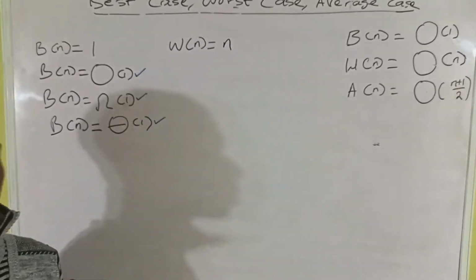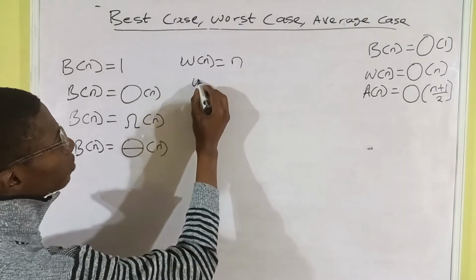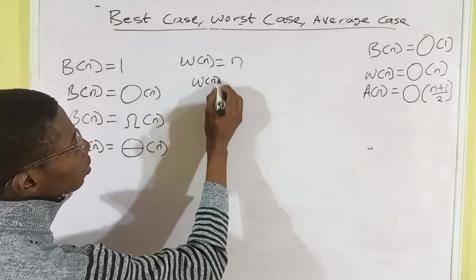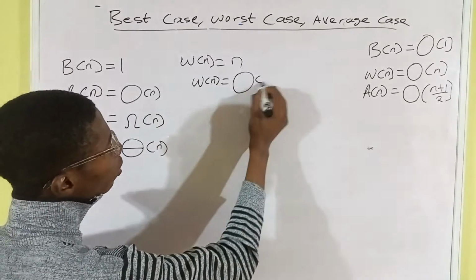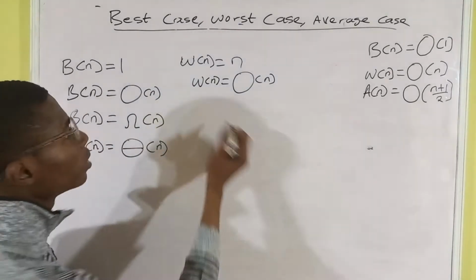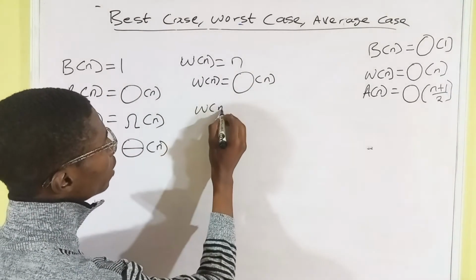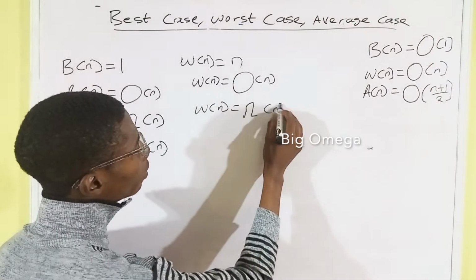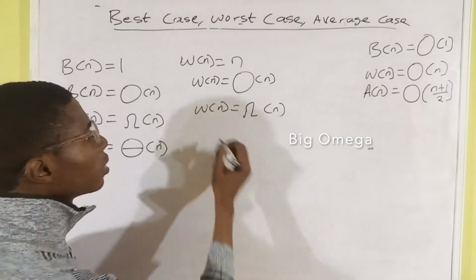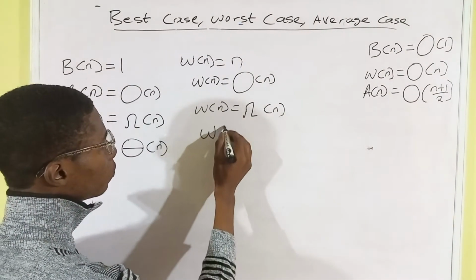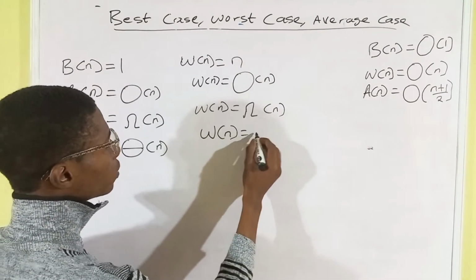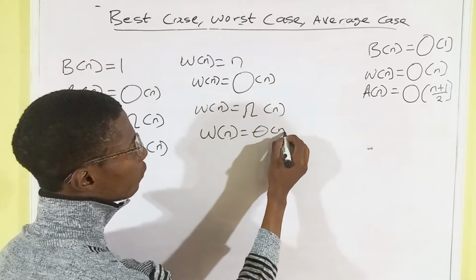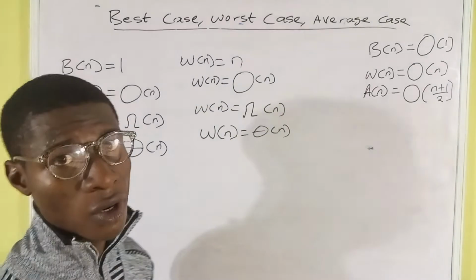So let's move to this. Can I say that the worst case time is big O of n? Yes, valid. Can I say that the worst case time is big omega of n? Yes, this is valid. Can I say that the worst case time is theta of n? This is also valid, okay?